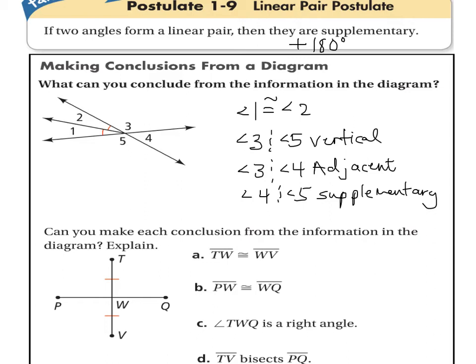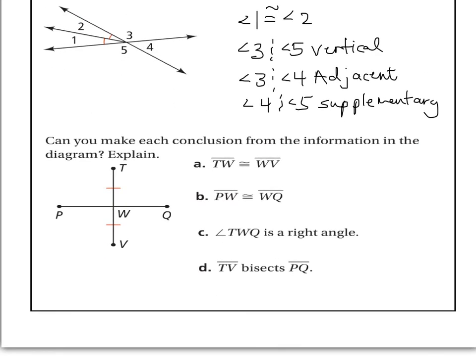Could I say that angle 1 and angle 2 are complementary? No, because I don't see a box right here where it should be. Okay? Those are just a few of the examples of things that you can conclude. Okay, let's go through another example here in terms of conclusions. Remember, you have to have certain things here as we go through. Okay, so can you make each conclusion from the information in the diagram?